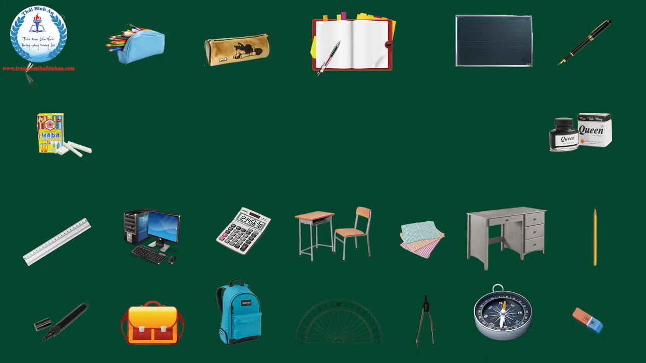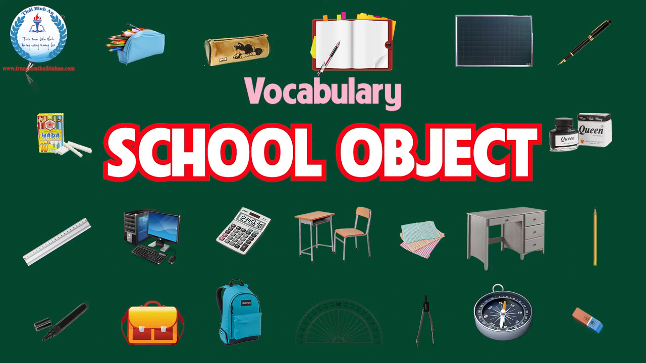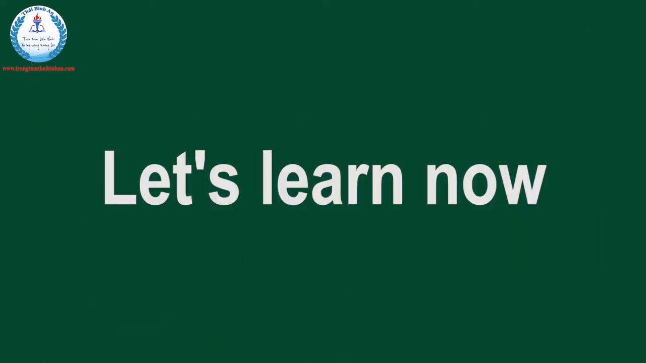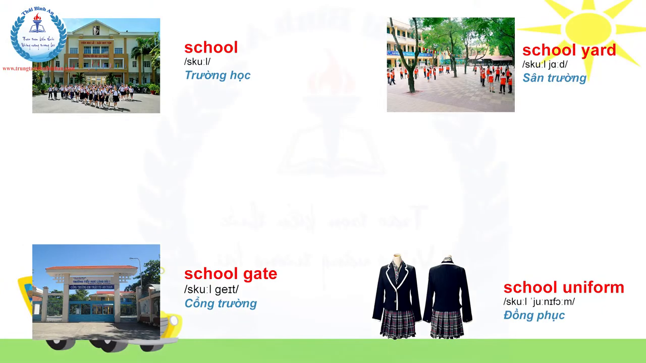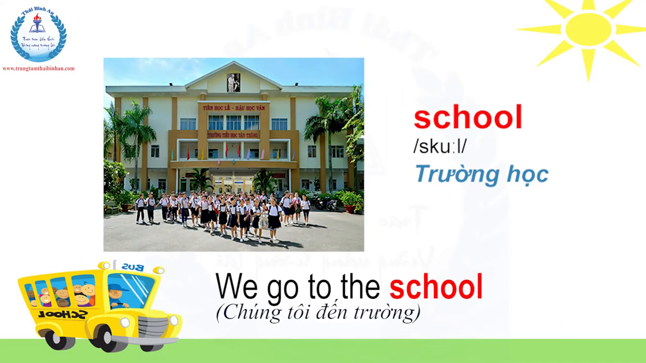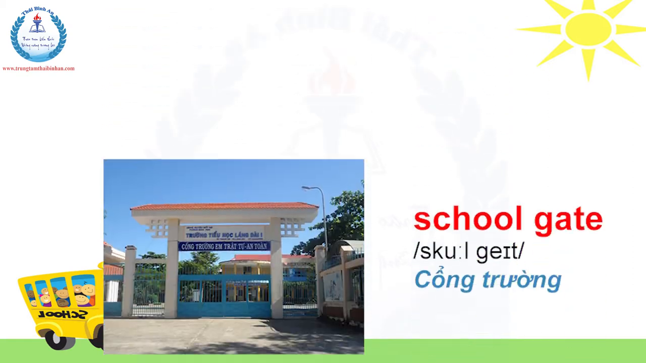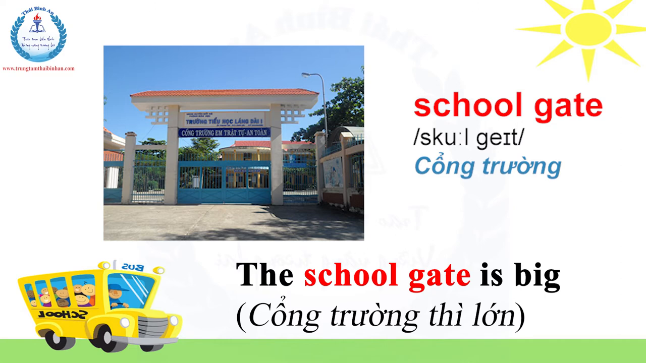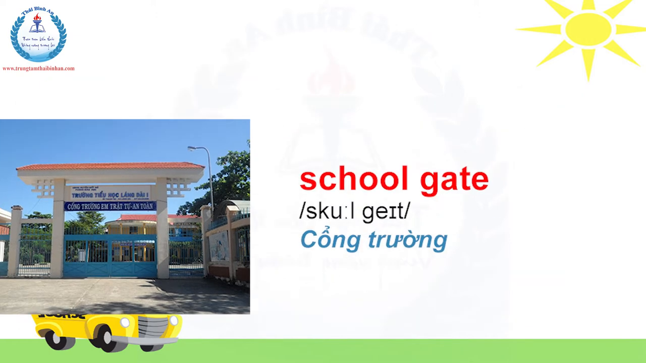Hôm nay cô chia sẻ từ vựng tiếng Anh chủ đề liên quan đến trường học và nhiều dụng cụ học tập. School objects. Let's learn now. Trường học. School. We go to the school. Cổng trường. School gate. The school gate is big.